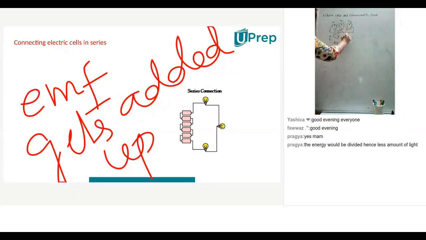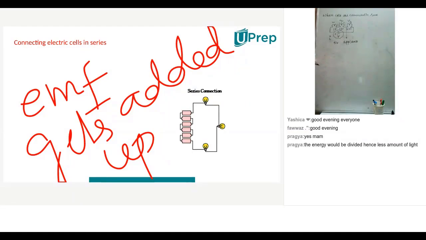Not only the bulbs, Nana, if I consider any appliance, I mean to say, if I am connecting my fridge, my washing machine, my television, all three in series, then each of them will be getting only a part of electrical energy and not getting the fullest potential they need to run. So they don't work to their full capacity.